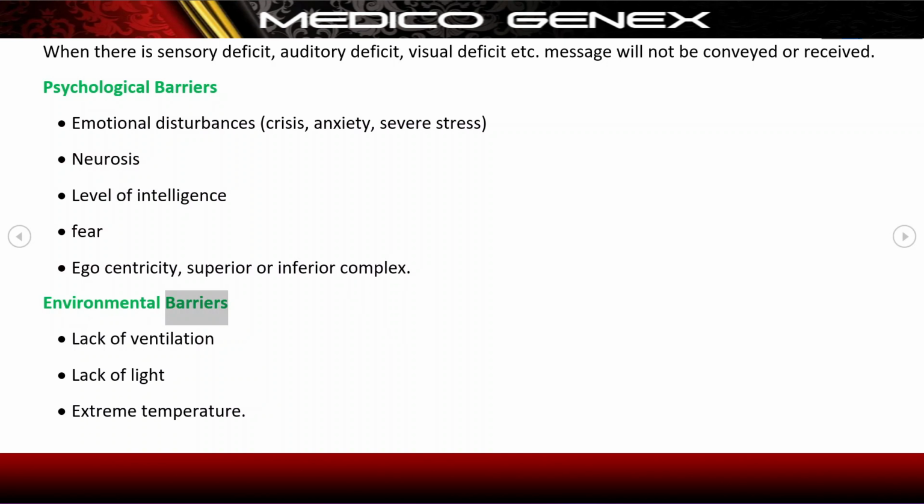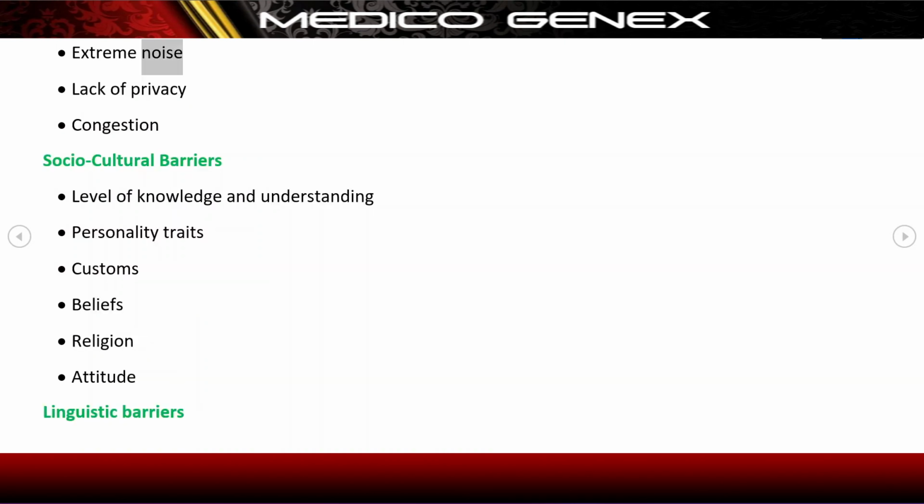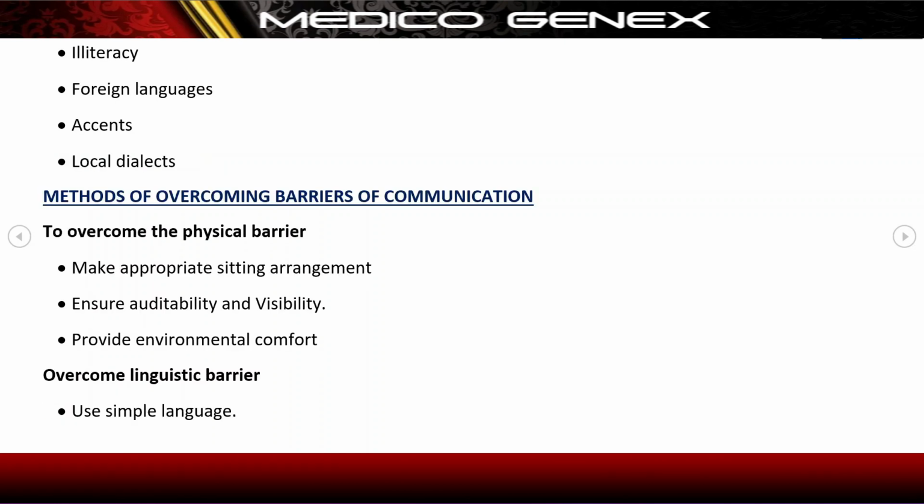Environmental barriers: lack of ventilation, lack of light, extreme temperature, extreme noise, lack of privacy, congestion. Socio-cultural barriers: level of knowledge and understanding, personality traits, customs, beliefs, religion, attitude. Linguistic barriers: illiteracy, foreign languages, accents, local dialects. Methods of overcoming barriers of communication.